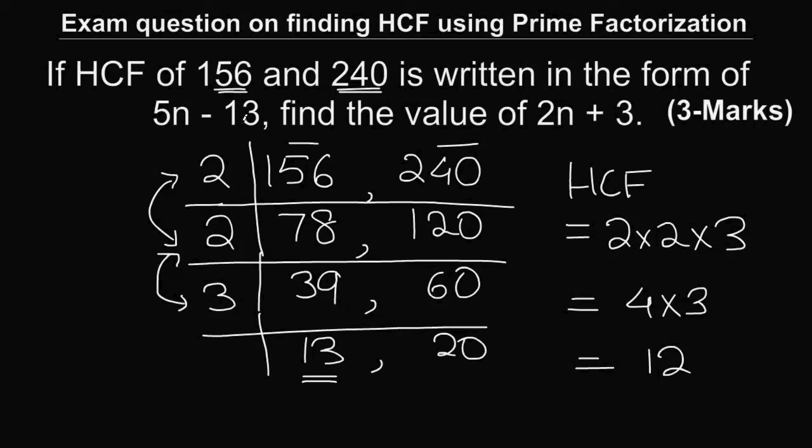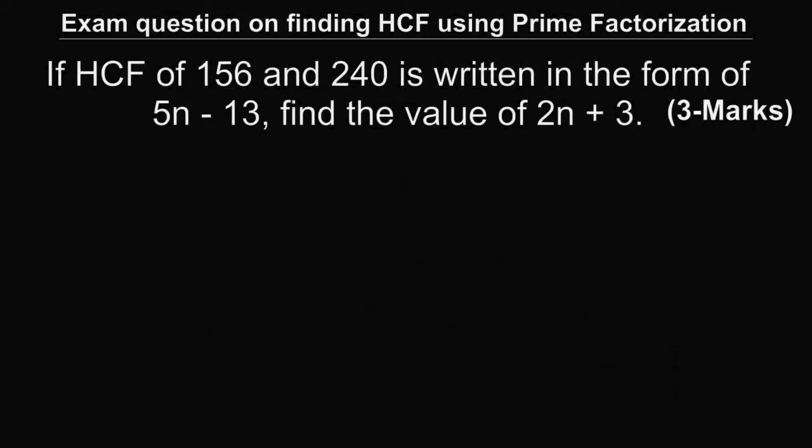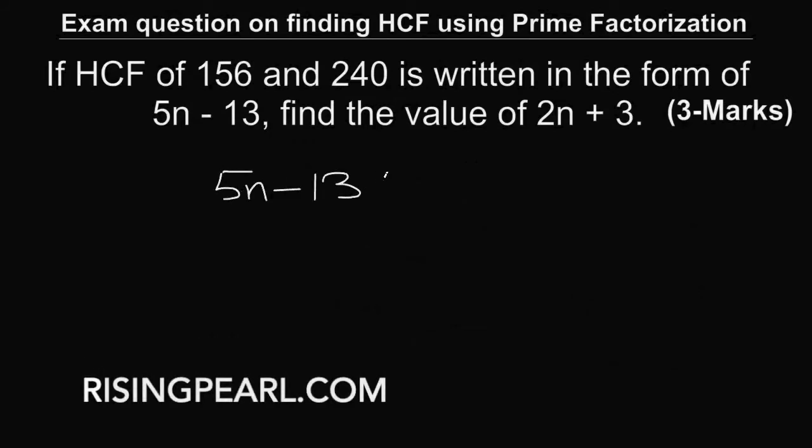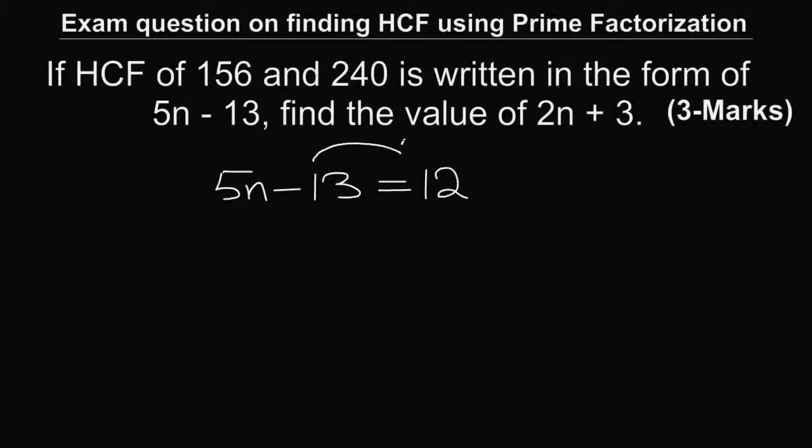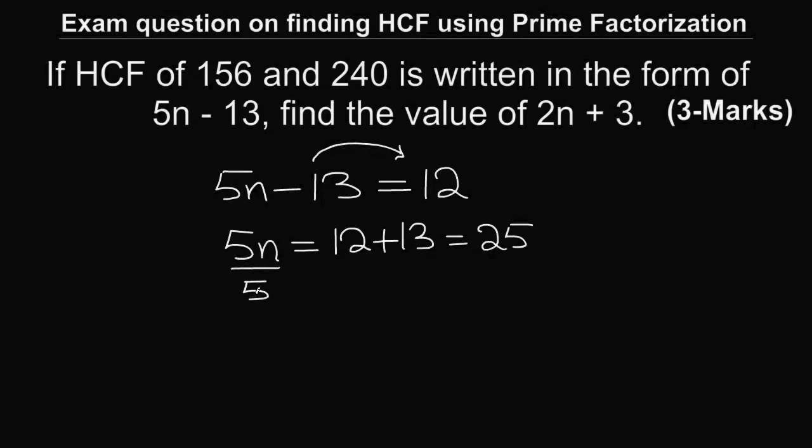Now we know that the HCF of these two numbers is written in this form, and the HCF itself is 12. Let's give ourselves a little more space here. So we have 5n minus 13, and this must be equal to 12 because that is the HCF. Now we transpose 13 to the other side, so 5n equals 12 plus 13, which is 25. Then we divide both sides by 5 and we get n equal to 5.